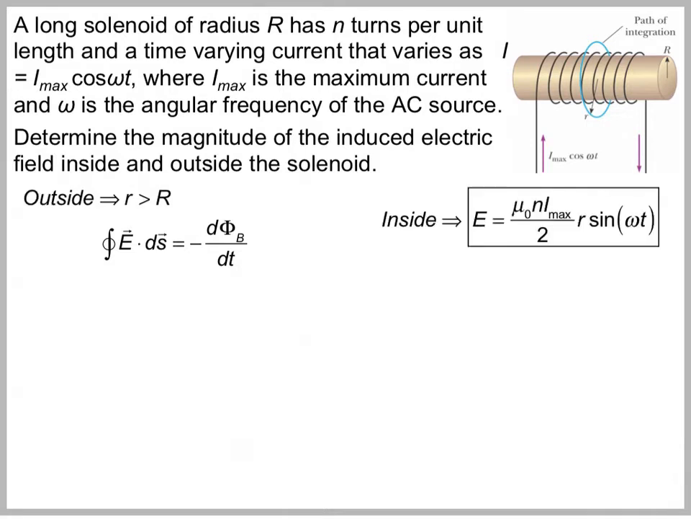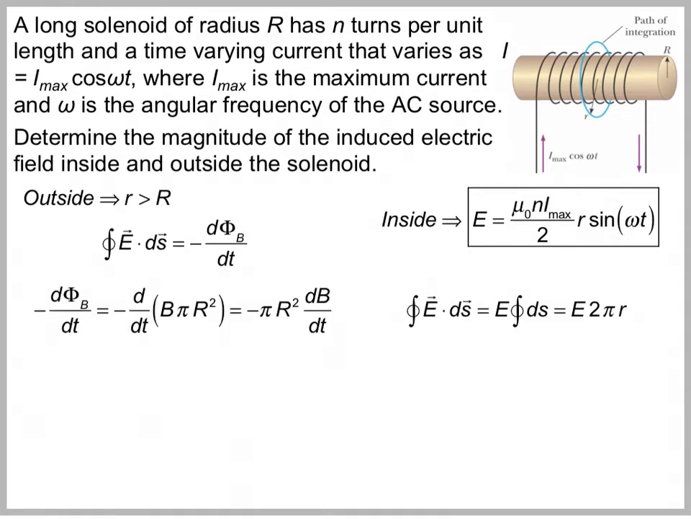If we repeat this now for the outside, we have the same starting equation. E dot ds is equal to the time derivative of the magnetic flux. And the time derivative of the magnetic flux this time is d dt B pi capital R squared. And it's capital R squared because the magnetic field is confined inside the solenoid. Even though my path of integration is on the outside, the actual flux is only on the inside. So the area that the flux goes through is pi capital R squared.